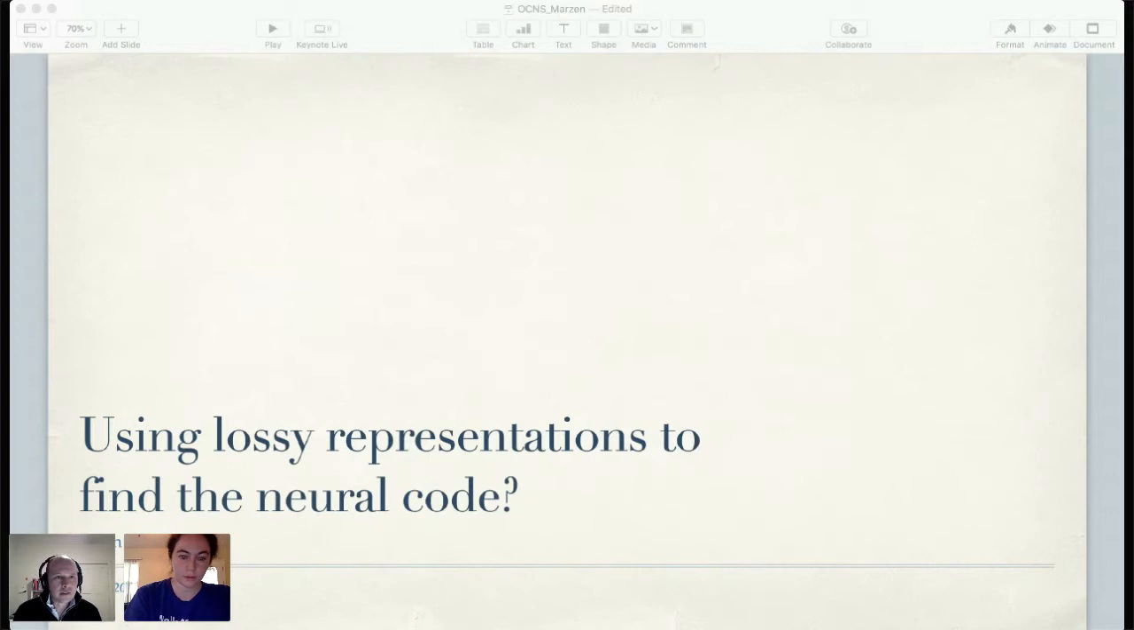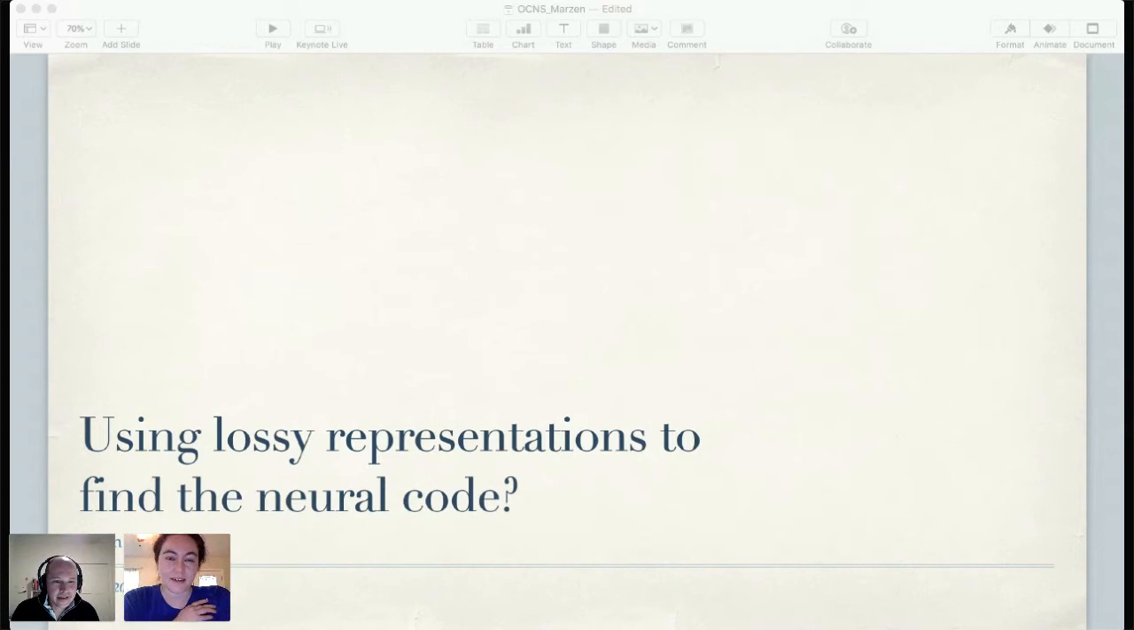What I didn't mention before is that today is sort of a shorter one. We've got about 3.5 hours in total with 5 talks, and then tomorrow will be a bit longer with 2 of those sort of size sessions. So in this back half, we're going to start with Sarah Marzen from Claremont Colleges, and then we've got 2 more talks after that. So let me throw it to Sarah now, who's going to talk about using lossy representations to find the neural code. Thank you, Sarah. Thanks, Joe.